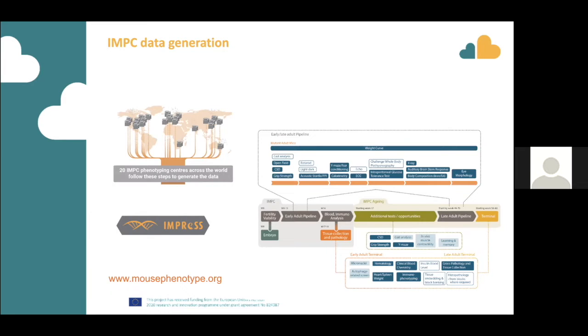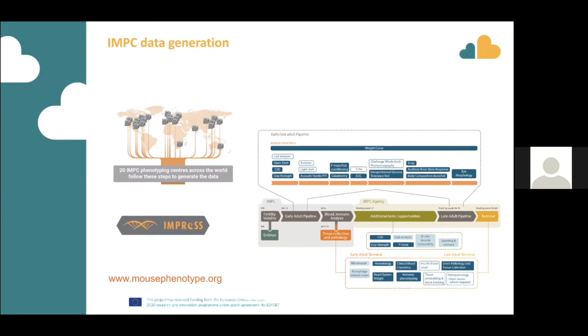And the way the data is generated is, in fact, a quite complex process and has come a quite long way to standardize this. So the 20 different phenotyping centers around the world all follow the same principles to measure the parameters in the different pipelines. They are all well defined in SOPs, so in standard procedures, in the so-called IMPReSS. And you can see here one example of how the setup looks.